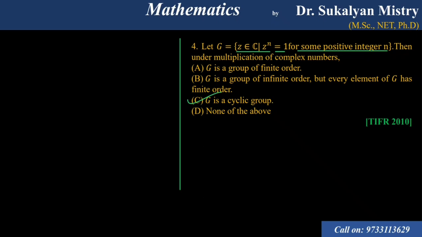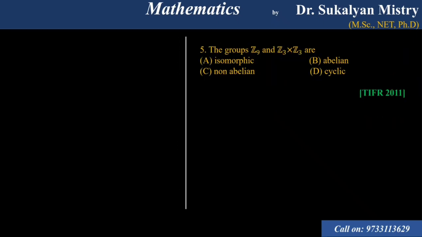Okay. So next problem. The groups Z9 and Z3 cross Z3 are isomorphic, abelian, non-abelian, cyclic. Which of the following is true? So we know that Zn is a cyclic group under multiplication modulo n for all n. So this implies Z9 is cyclic.